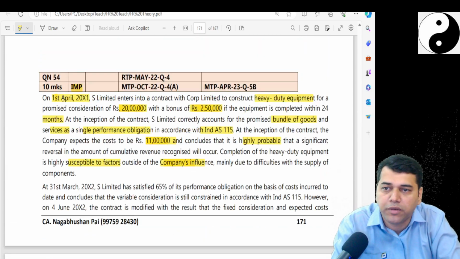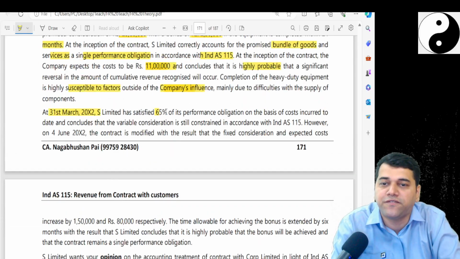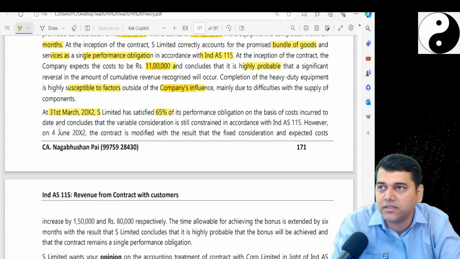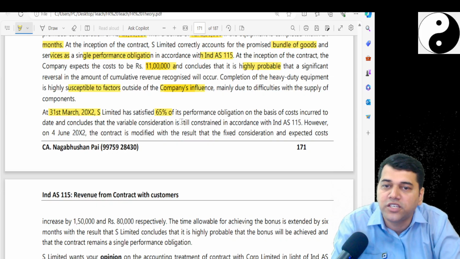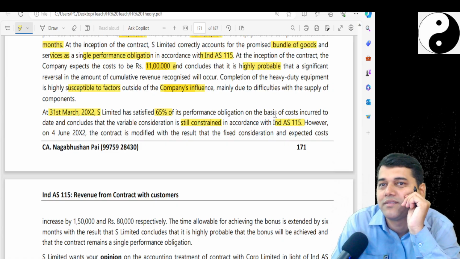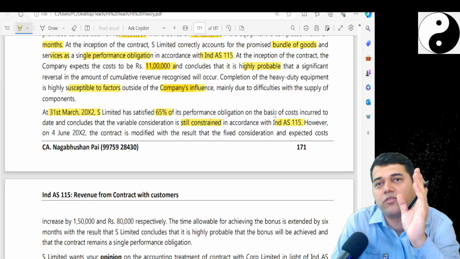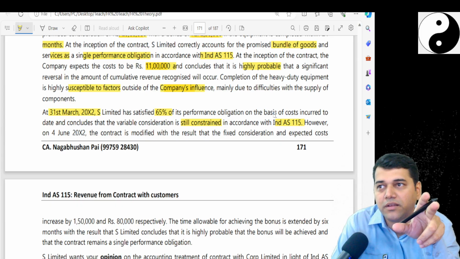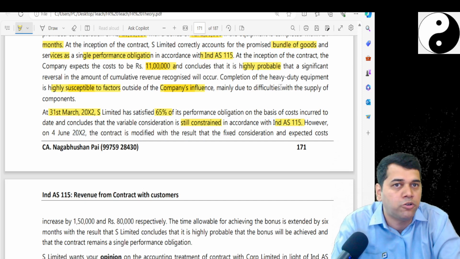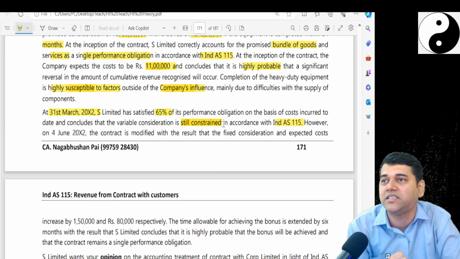Now this is when, 1st April, you got. On 31st March 2012, S Limited satisfied 65% of the performance obligation on the basis of cost incurred to date, and concludes that the variable consideration is still constrained as per 115. What do you mean by now? What is the transaction price up to 31st March? Have they considered variable consideration? No. Because here only they said that certain factors are highly susceptible to their control. And here they said very clearly that it is still constrained. That means they have not yet considered it for their transaction price.